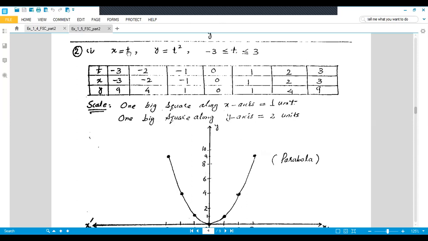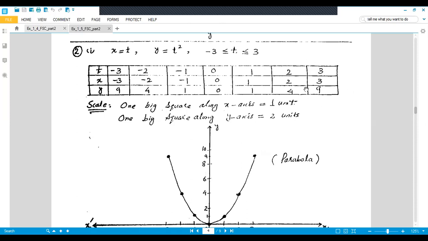When t is equal to positive 1, x is equal to positive 1, and y is 1 square, which is positive 1. When t is equal to 2, x is equal to 2, and y is equal to 2 square, which is 4. In place of t, you put 3, so x is equal to 3 and y is equal to 3 square, which is 9. So this table you will get.